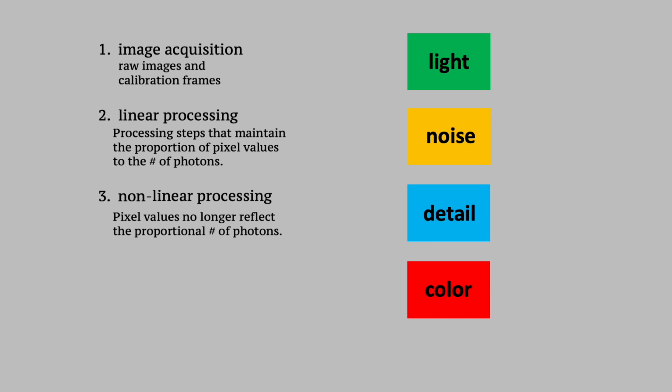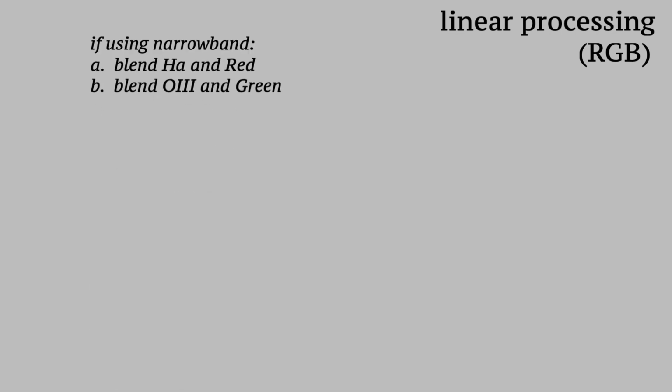Okay, so back to our linear processing, but now we have to deal with the color filters, and this is a bit more involved. We're going to call this RGB, but we're going to start with, if you've done hydrogen alpha and O3, if you use those filters, we have to blend those in with the red and the green. Hydrogen alpha into red and O3 into the green.